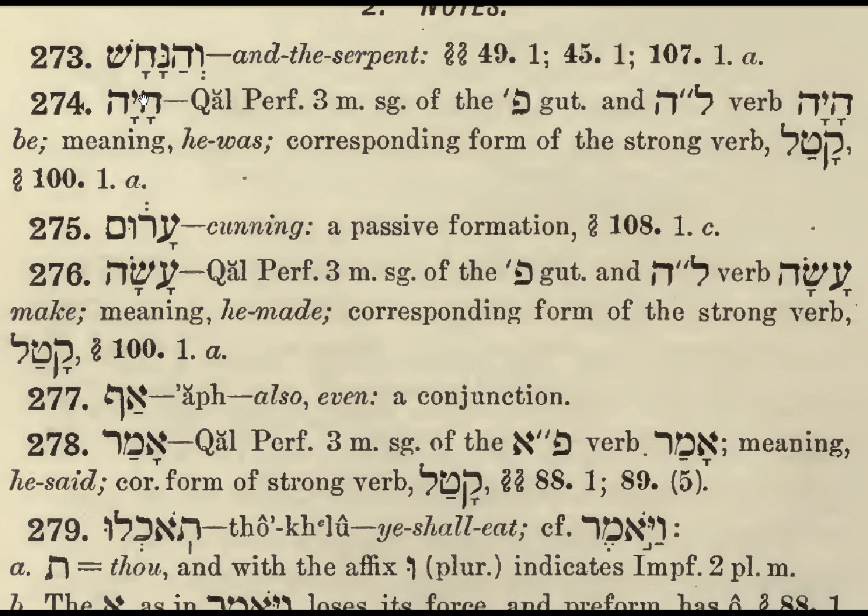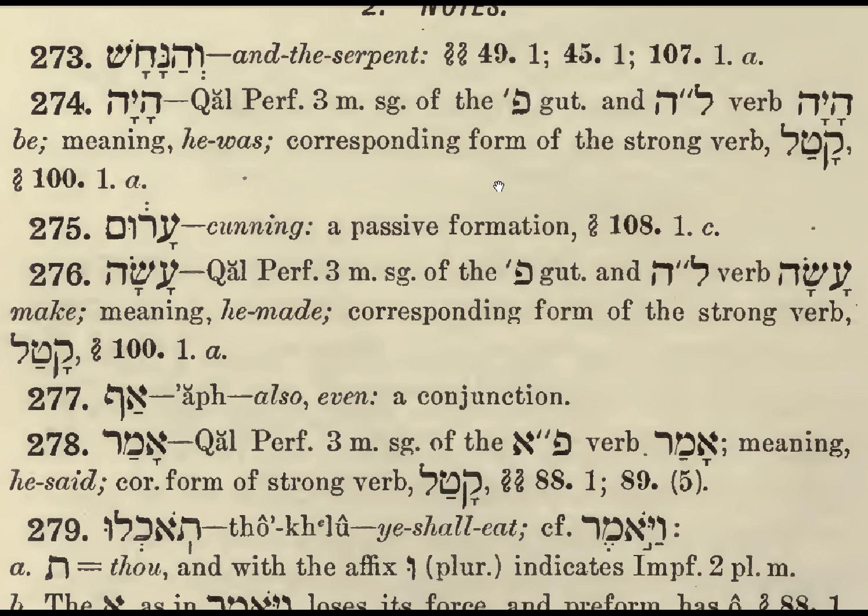V'han nahash, and the snake. Haya, kal, perfect, third person, masculine singular, of the pe guttural, because remember the paradigm is pangal, so pe ein lamed, and so here we have a guttural, which is he instead of the pe, and it's a lamed he verb because the third letter of pangal is lamed, but here the third letter of the root is he, and so we say that instead of lamed we have he.